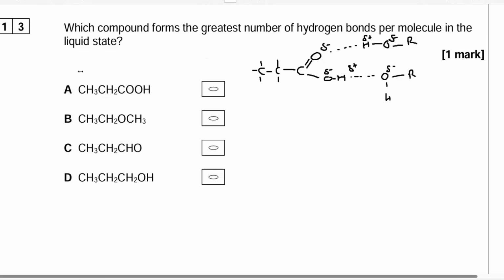So in their liquid state, you're going to have loads. They have two hydrogen bonds per molecule forming. So they can form two H bonds per molecule.